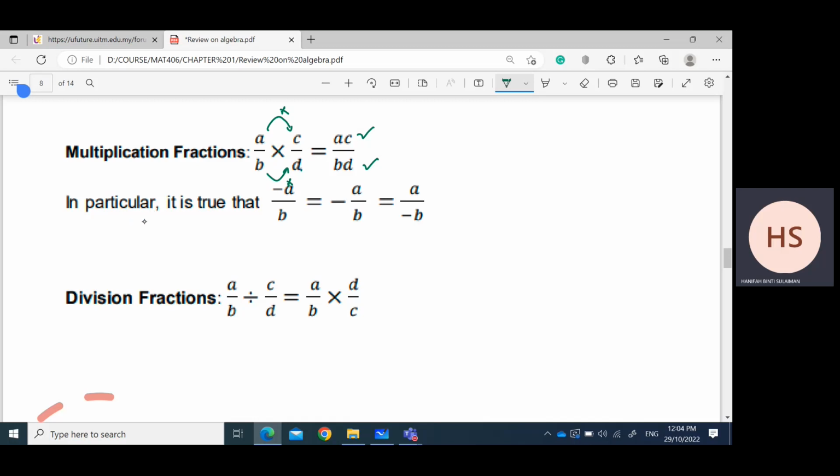Okay, so in particular, it is true that negative A over B is equivalent to negative A over B, and it is also equivalent with A over negative B. So for this case, it doesn't matter whether the negative is for numerator or denominator. Dia akan jadi benda yang sama lah, iaitu negative A over B, sama juga dengan A over negative B. It gives us the same value.